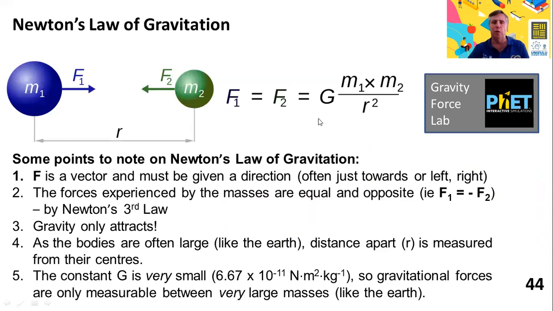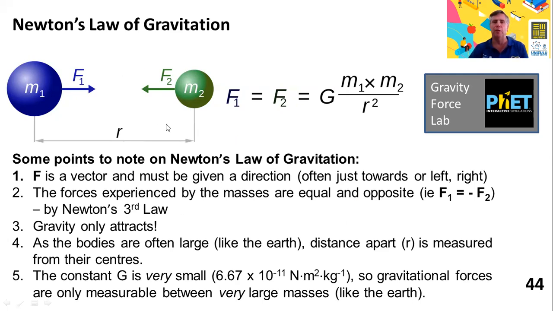So some points to note about Newton's law of gravitation. We're on page 44 in your booklets. When you do any calculations, just remember these. Number one, force is a vector and it must be given a direction. But one can often just say that the force on M1 is to the right or towards M2. Secondly, the two forces experienced are equal and opposite, so they have the same magnitude and opposite direction. And Newton's third law of motion says that must be so.